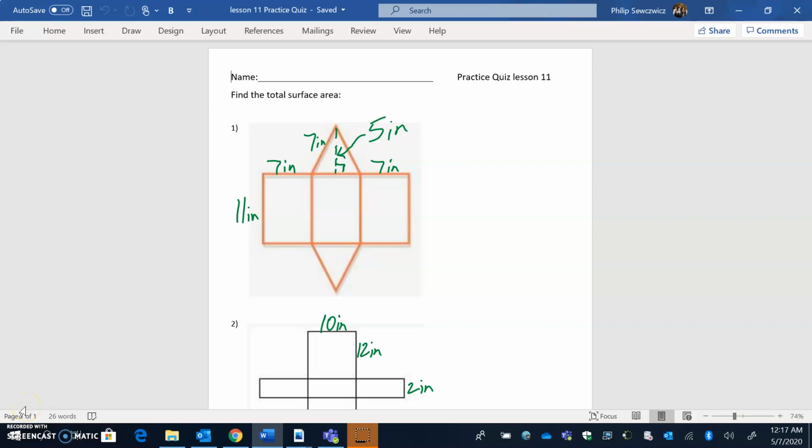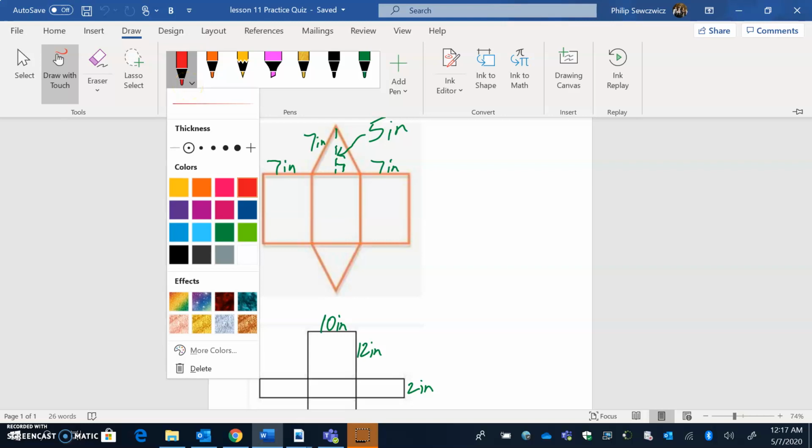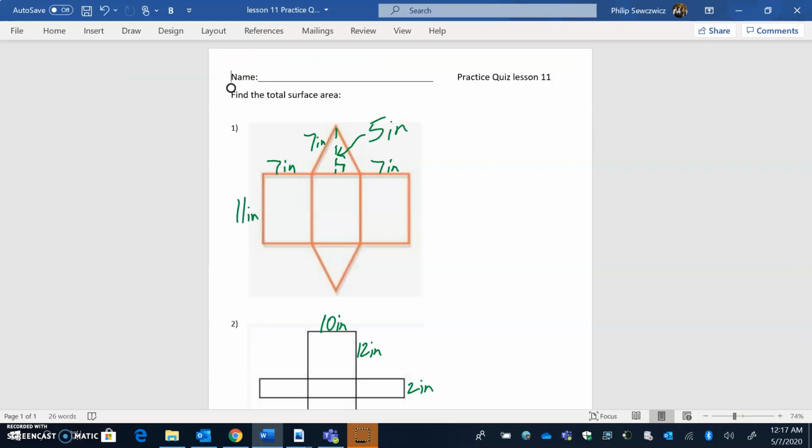Hey everyone. So this is your practice quiz. We're talking surface area here, and let's keep in mind surface area is kind of what it says. It's the area of the surface. Now we are talking about a net here, and all a net is, it's a shape that's been unfolded.